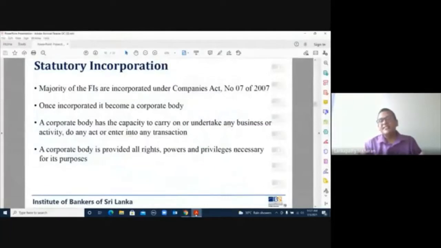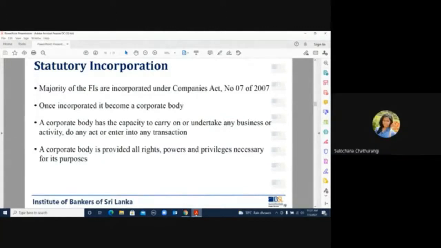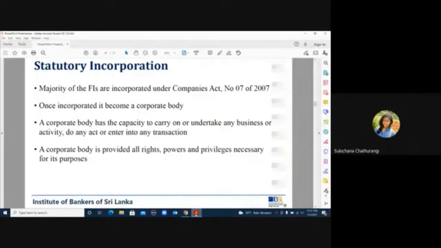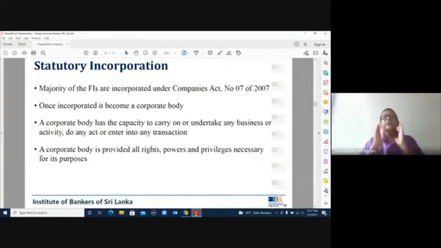Because even though they can be involved in any business transaction, if they want to get involved in a financial transaction, meaning mobilizing deposits from the surplus unit, then they have to get a special license from the regulators, particularly the Central Bank of Sri Lanka. Other than that, they can't mobilize deposits. So you have to clearly understand that an institution incorporated under the Companies Act has a general power to do any business, but for the particular business of deposit mobilizing, they have to get a banking license or an LFC license from the central bank. Okay.